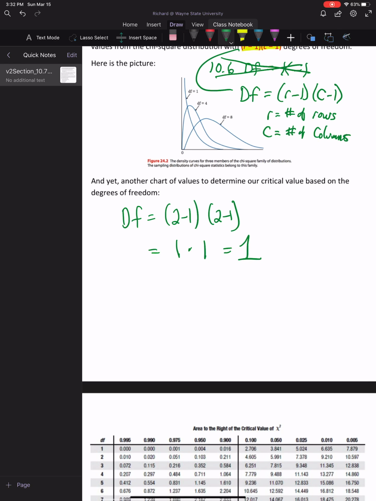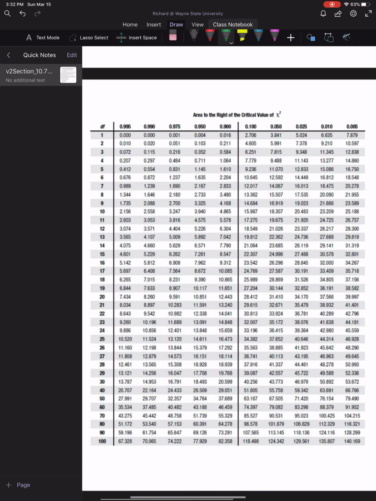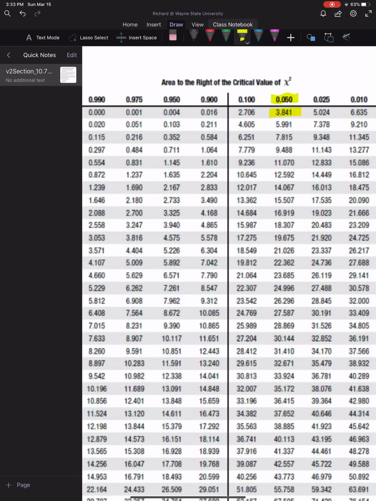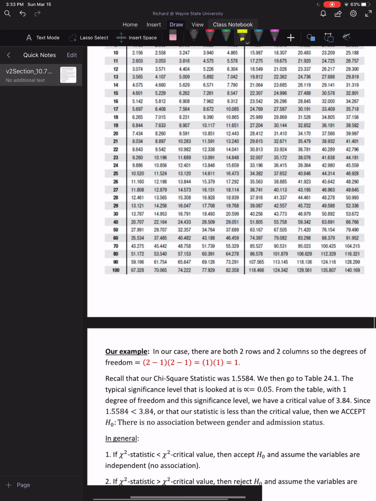So what we do is take our degree of freedom and return to the same chi-square distribution chart that we had before. Here's the degree of freedom that we're dealing with, which is 1. For this particular test, we're going to look at alpha equals 0.05, and that gives us 3.841 as the critical value for this test.